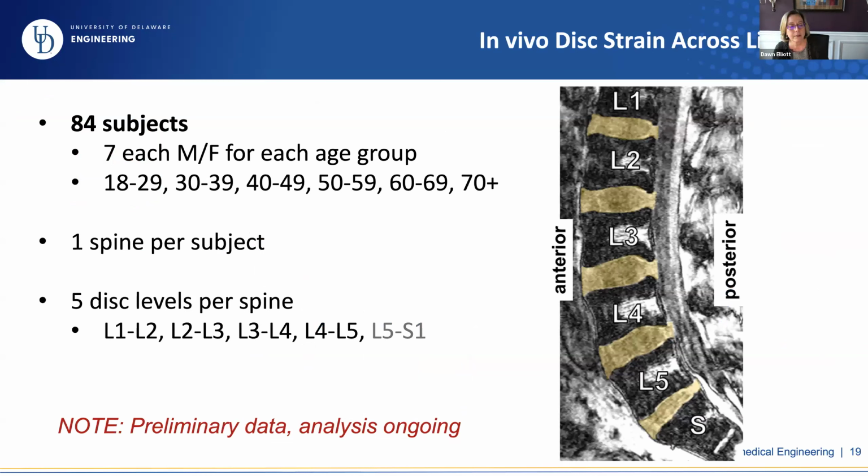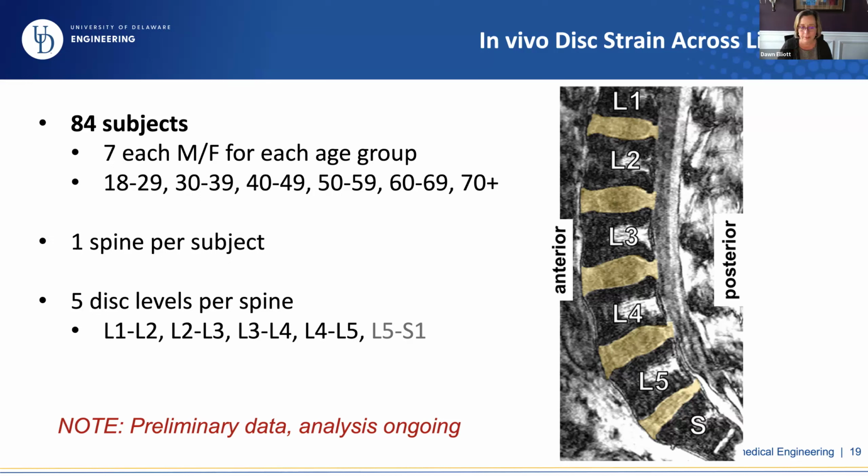So our next study, and I'll caveat it right now, this is very new. We haven't even finished analyzing all this data. So I'm just going to give you a taste for our findings so far, but we've imaged with the same protocol 84 subjects, 7 males and 7 females for each decade of age, going from basically 20 to 80. 1 spine per subject, that's all they had, and 5 disc levels per spine. So we've looked at all 5 lumbar levels.